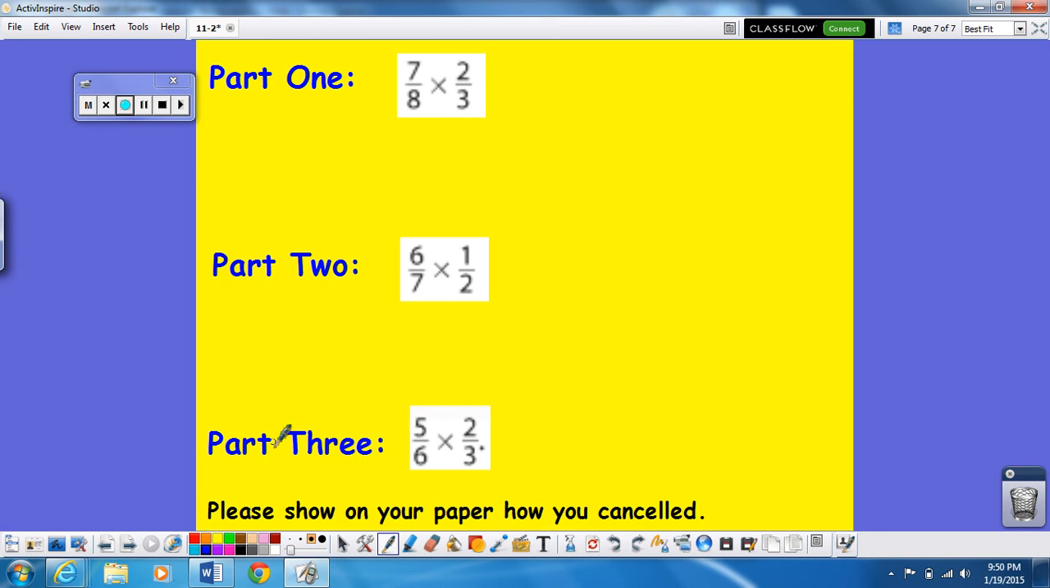Part 1, Part 2, and Part 3 are just 3 problems that I want you to work for me. In each problem, I have made it where you can cross-cancel. I want to see that you know how to cross-cancel. If you cross-cancel, you should not have to reduce when you're finished. You should have your final answer already there when you cross-cancel.